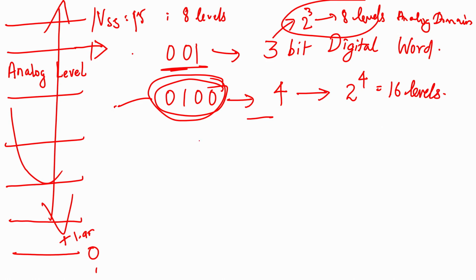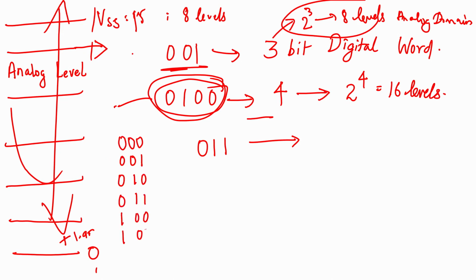So we have the bit sequence, correct. Let us say we take the bit sequence 0 1 1. Okay. Let us also write down the whole sequence of bits that this 3-bit digital word can take. So it can go from 0 0 0, 0 0 1, 0 1 0, 0 1 1, 1 0 0, 1 0 1, 1 1 0, 1 1 1, correct. Clear to you?